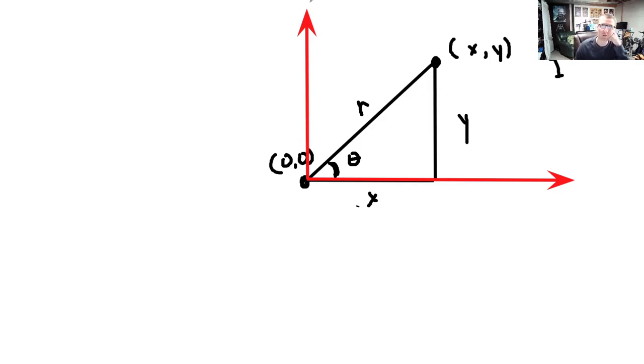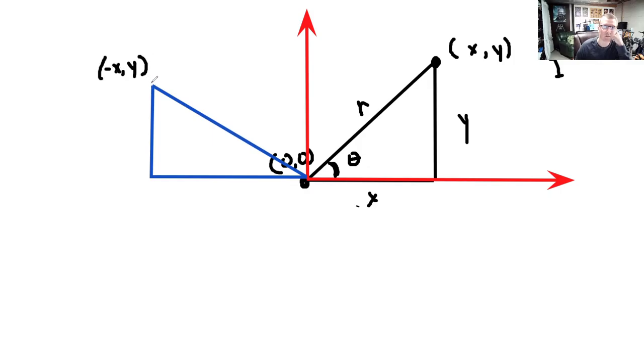What about in quadrant two? So I now extend my hypotenuse out up and to the left. I drop my vertical down and I draw my horizontal over. Well, now what do we have? We have our x, y, and actually it's a negative x, isn't it? And our y is still positive. Here's our right angle. Here's our y. Here's our negative x.